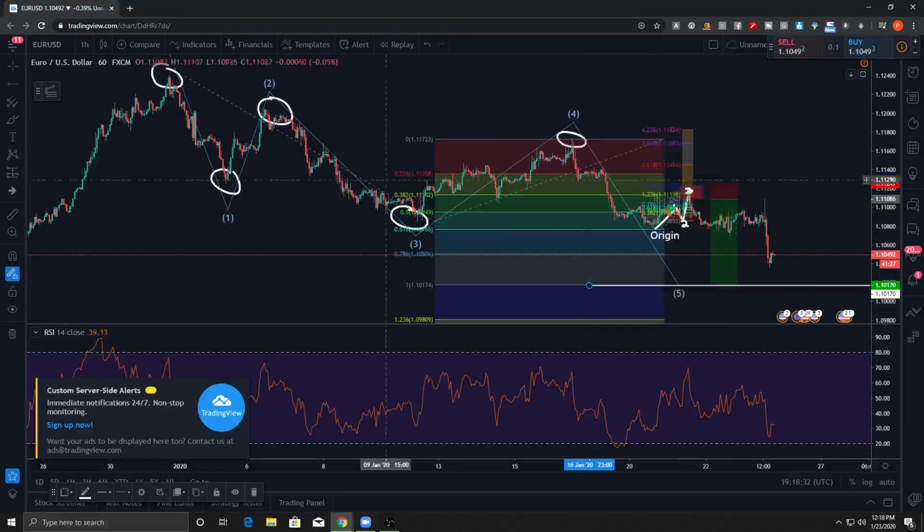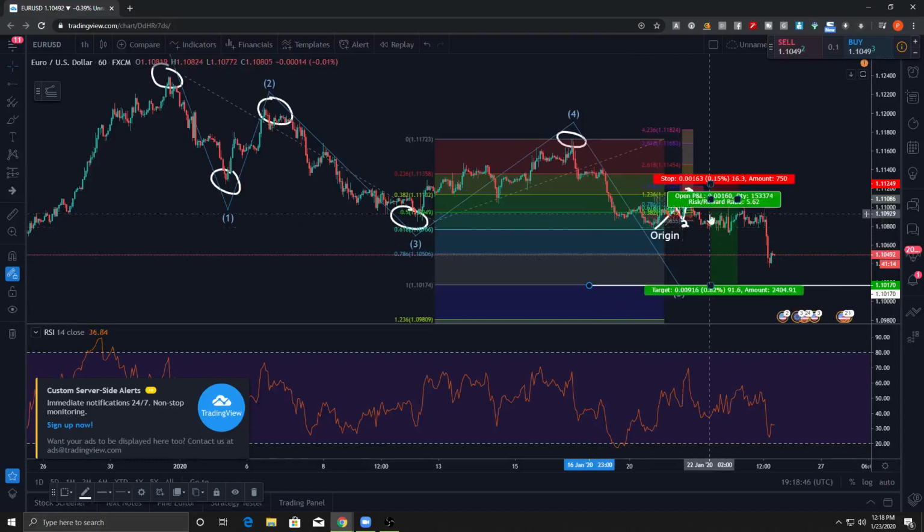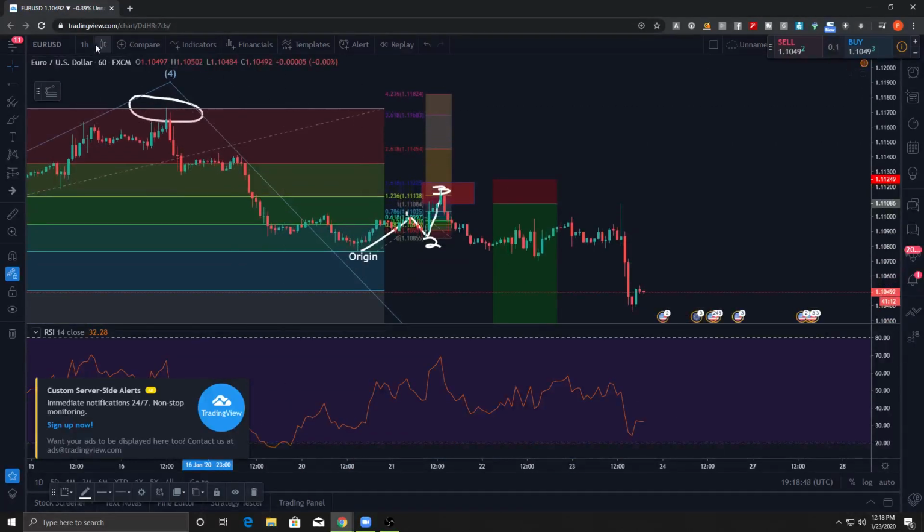That is where the market is perfectly symmetrical from origin to 3 to 4 to 5, because origin to 3 was a truncated situation. Okay, so what we want to talk about now is the market and what it has done since that point.